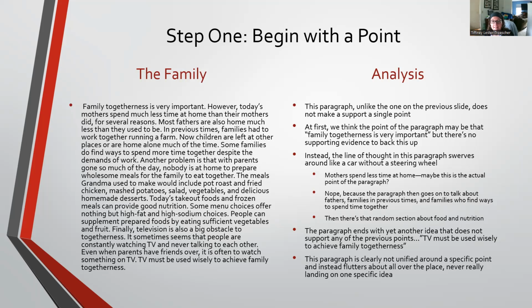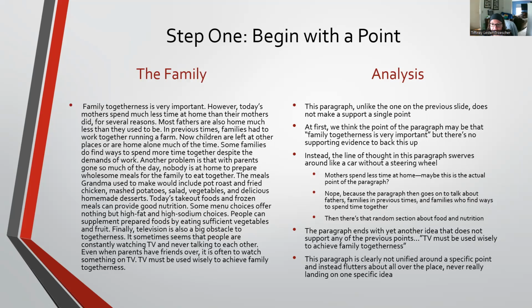Wow, okay. This paragraph, unlike the first one, does not support a single point. It starts with what we think is a main point: family togetherness is very important. Okay, it's still a very broad statement, but at least it has me thinking that the rest of the paragraph is going to explain why family togetherness is very important, perhaps. But as we know, that is not at all what the rest of that paragraph does. There's nothing that talks about why family togetherness is important.